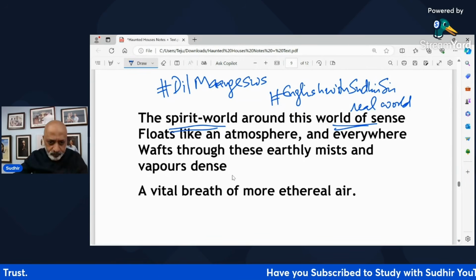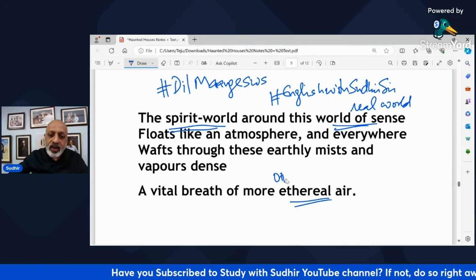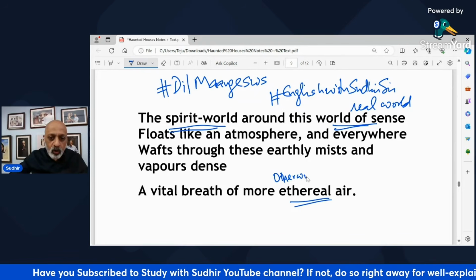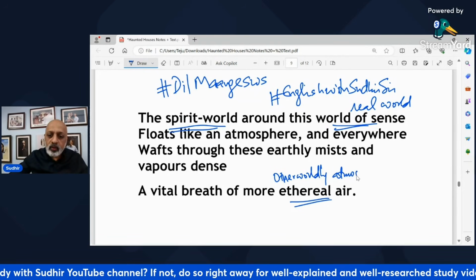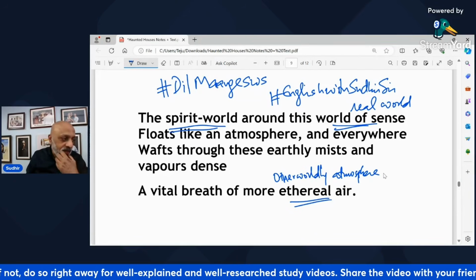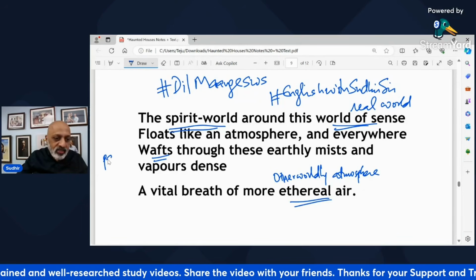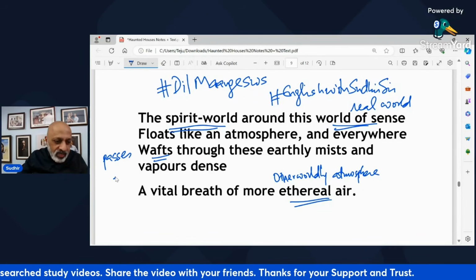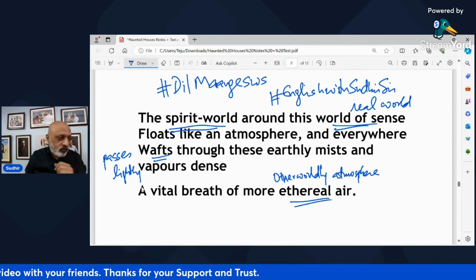Ethereal air. This one is a reference to the otherworldly atmosphere. You know, the world of the ghosts. Wahan ka mahal, what is the atmosphere out there? That is what it is referring to. Wafts is a reference of passing lightly. You know, it's a light waft of air, like a light passage of air.